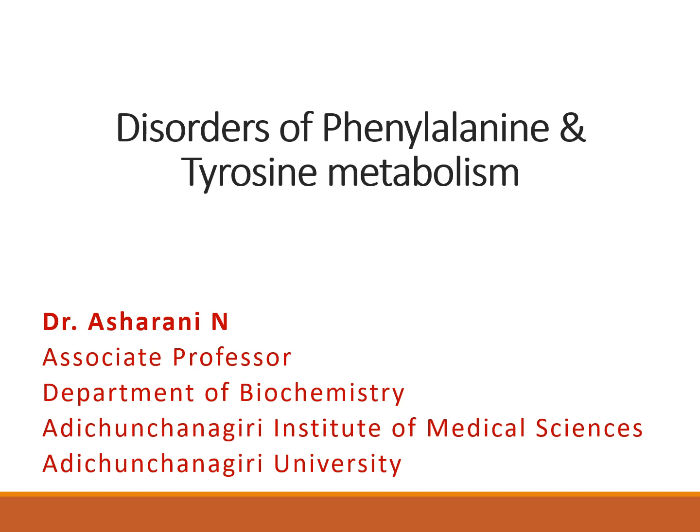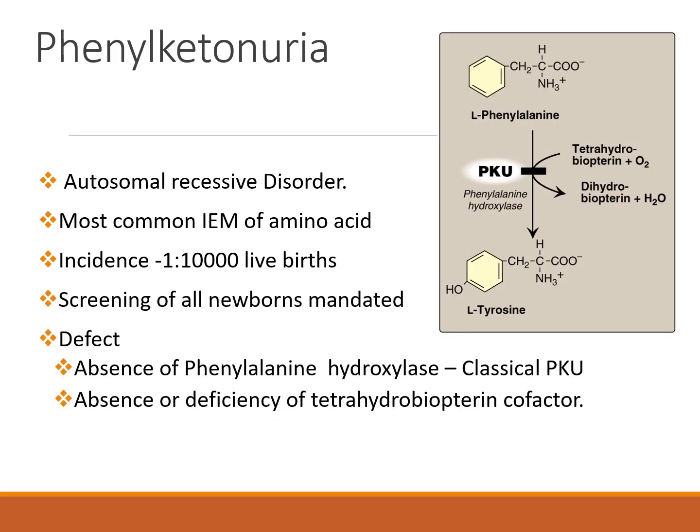In this video, we will see the disorders of phenylalanine and tyrosine metabolism. So, phenylketonuria. It's an autosomal recessive disorder. It's one of the most common inborn errors of amino acid metabolism. And if you look at the incidence, it is 1:10,000 live births.